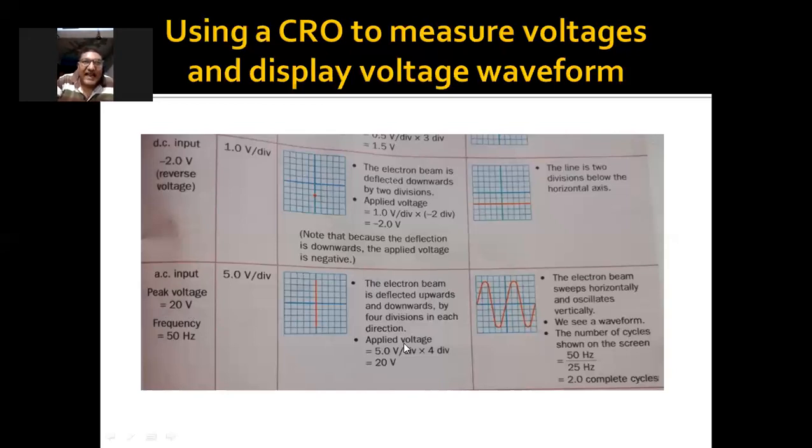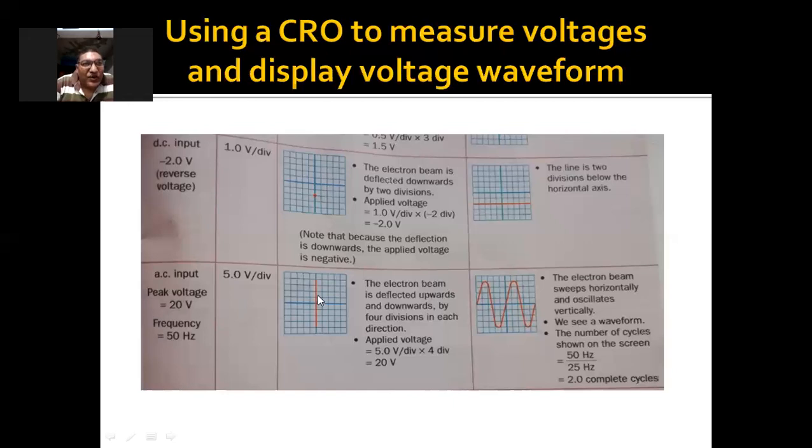if the CRO's time base is off, when you switch on the CRO and this alternating current of 20 volt is connected, and the Y scale for the Y axis is 5 volts per division, divide the 20 volt by the 5 volt per division. So the answer will be 4. So when you switch on the CRO, you will see a vertical line which goes 4 steps above the mean position and 4 steps below the mean position.